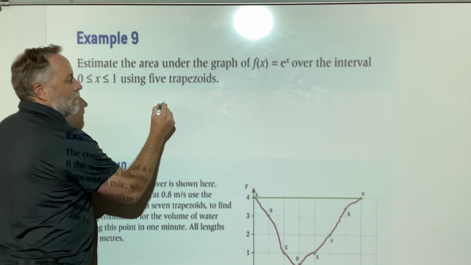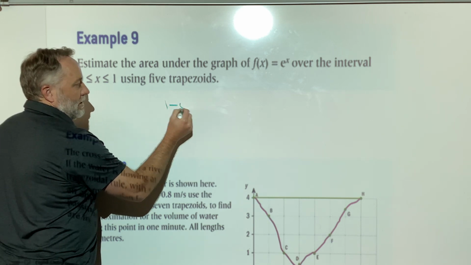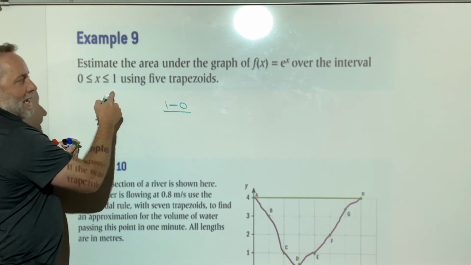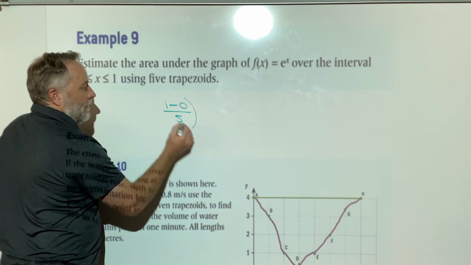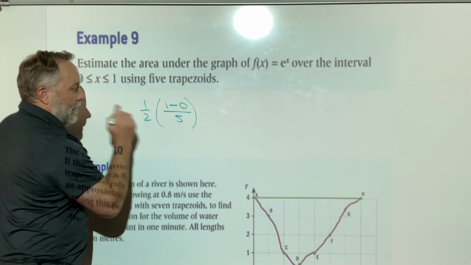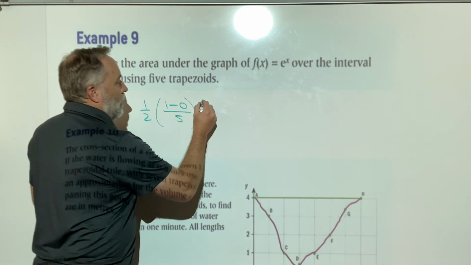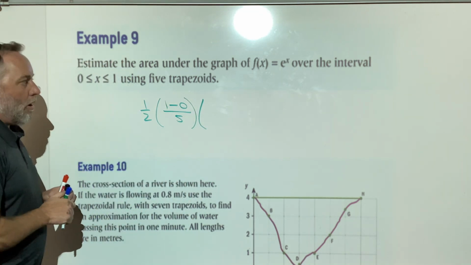b is 1, minus a, which is 0, divided by n. n is 5, so that is right there. Okay, and then we have 1/2 of that. And then we have to multiply it by all the different pieces.